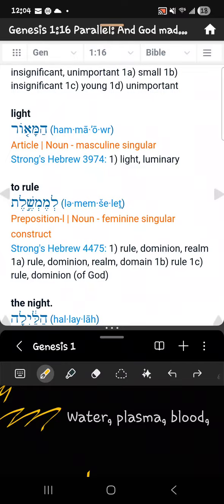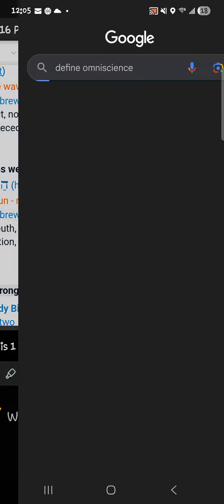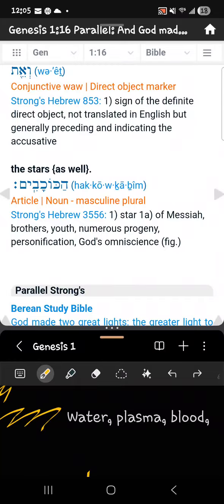You feel me? To rule the night, and he made the stars as well. Look at the word stars here. Hakawakabayim. All right, the Kawakabayim. They say star of Messiah, brothers, youth, numerous progeny, personification, God's omniscience. Why God's omniscience, right? What does omniscience mean? Let's look. Omniscience is a state of knowing the infinite, all-knowing, unlimited knowledge. So it's like what to come. You feel me? What's to come?